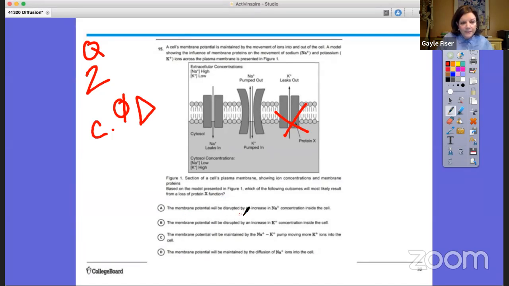A, the membrane potential will be disrupted by an increase in sodium concentration inside the cell. B, the membrane potential would be disrupted by an increase in K concentration inside the cell. C, the membrane potential will be maintained by the sodium-potassium pump, moving more K ions into the cell. And D, the membrane potential will be maintained by the diffusion of sodium ions in the cell. I'll give you 20 seconds.